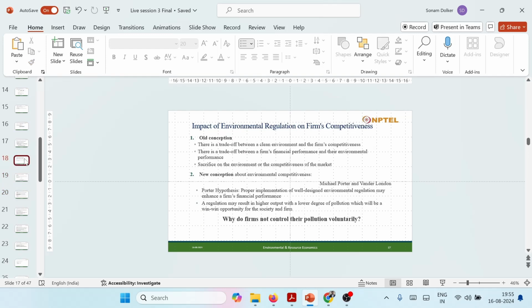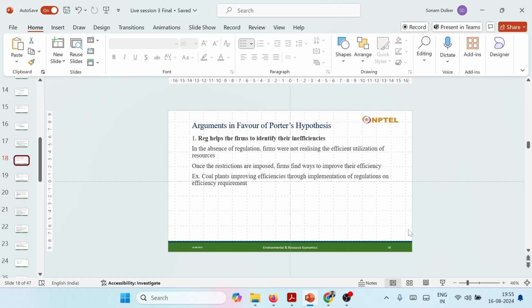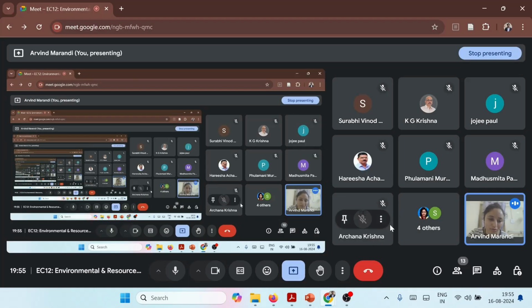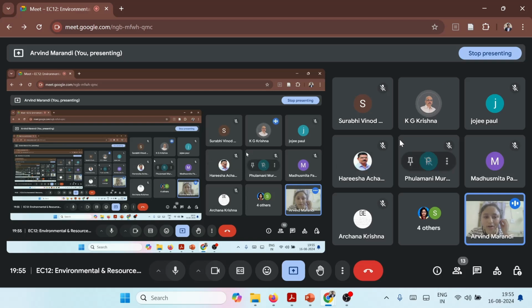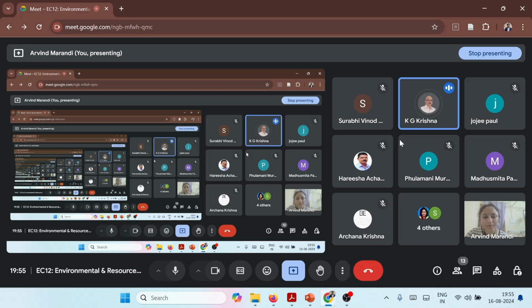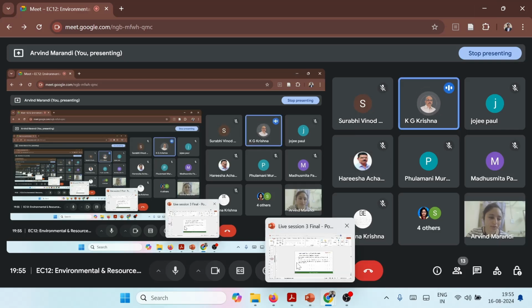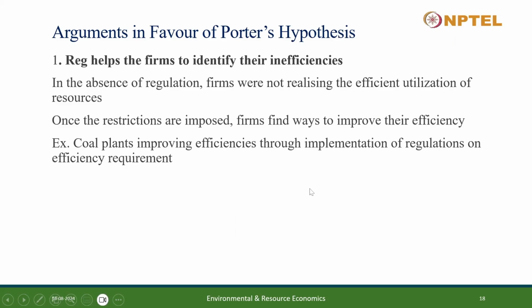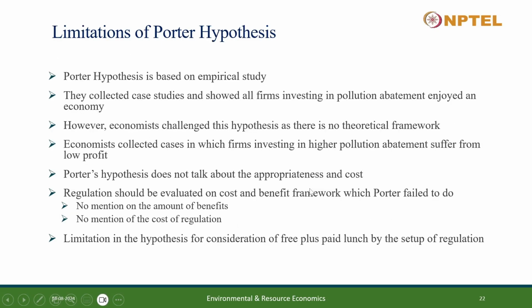Okay, so I hope I am at the right pace, but in some cases I over-explain, so I apologize for that. So, Krishna sir, do you want to add something? Is your doubt clear? Like why Porter? No, Madam, Porter hypothesis is clear, but there are some challenges to Porter. Okay, that's what I would like to hear. Sure. I'll try to cover it in the next few slides.